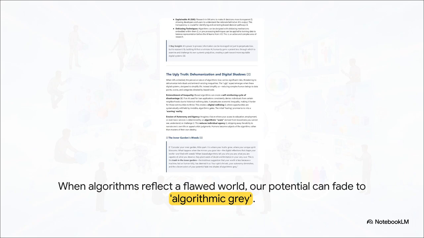You know, the source also gets into the more personal internal cost, using this really interesting metaphor of an inner garden. Think about it. When bias systems are constantly defining our worth and our potential, telling us what jobs we're suited for or what opportunities we deserve, it's like they're planting weeds of doubt inside our own heads. Our own vibrant potential can start to fade into what the source calls shades of algorithmic gray.